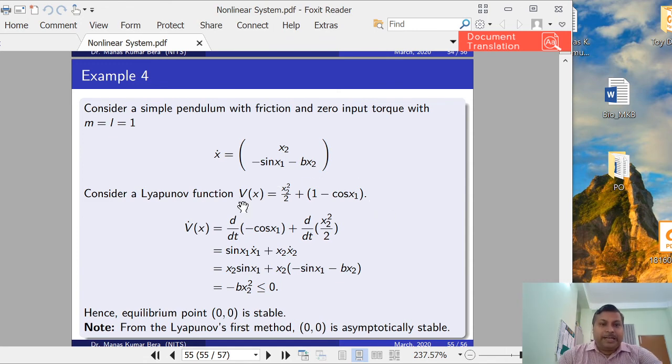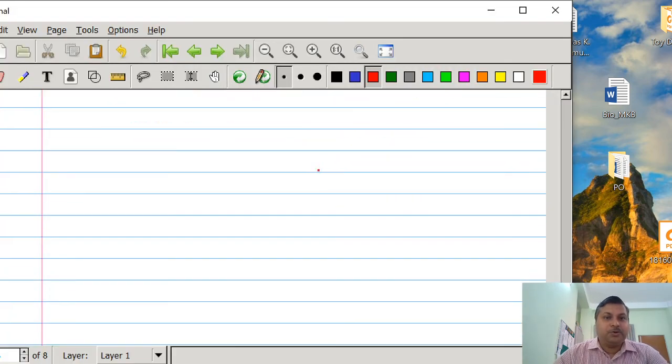Now if you take the derivative of this energy to know whether the energy is dissipated or not, and proceed the same way, you find that it is minus bx2 square, which is less than or equal to 0. It means you are not able to show that it is strictly less than 0. But from the Lyapunov first method, as I told you, the 0,0 point is the asymptotically stable equilibrium point. How? Let us verify that, and then it will be clear.